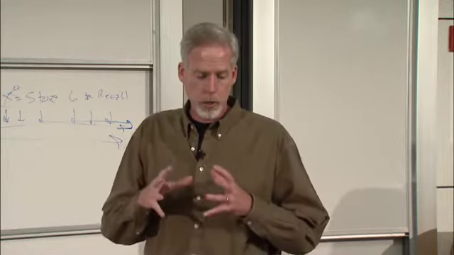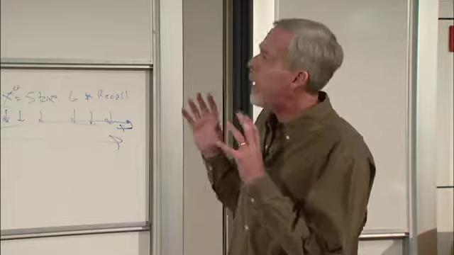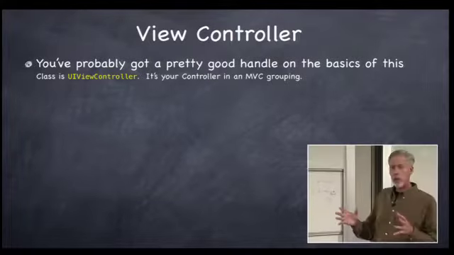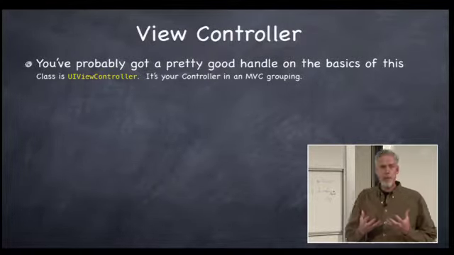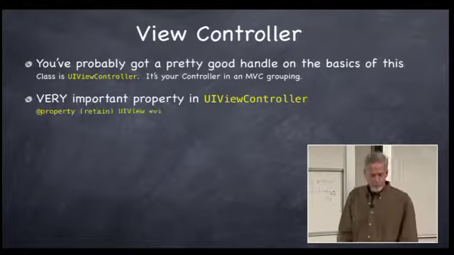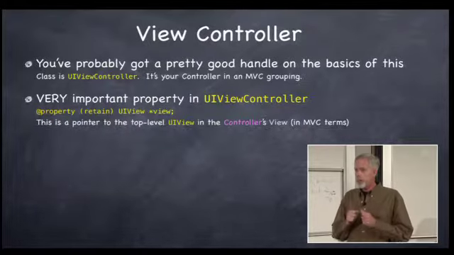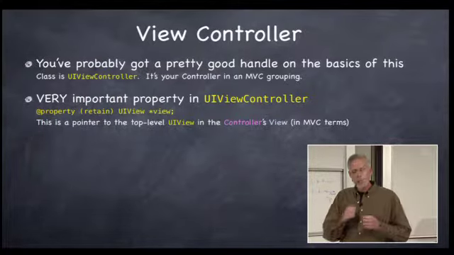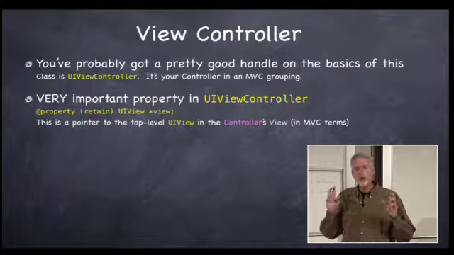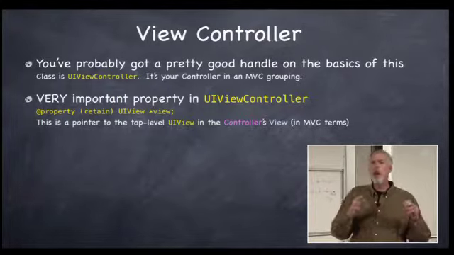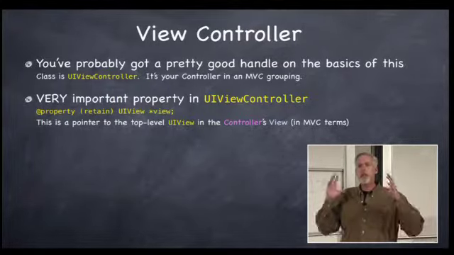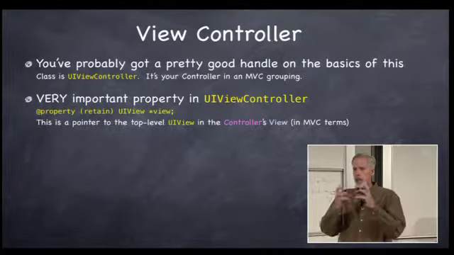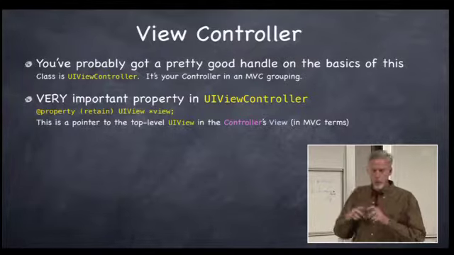Now let's talk about View Controller and how it works. You should have a good handle on the basic View Controller right now, because you have implemented your own, and it's the fundamental piece of MVC. There's a very important property in UIViewController, which you've seen in these slides and probably in Interface Builder when you wire things up. It's called view. View is the top level of the View Controller's view, the biggest rectangle containing all the stuff in your view.